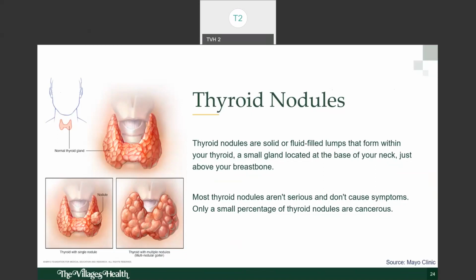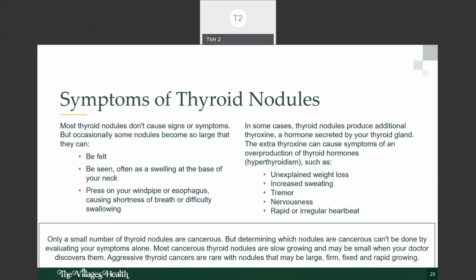Now, thyroid nodules are solid or fluid-filled lumps that form within your thyroid. Most thyroid nodules are not serious and don't cause symptoms. Only a small percentage of them are cancerous. So this is also something that your doctor is going to want to make sure they're monitoring: the shape, the size, any symptoms, any unusual pieces to it.